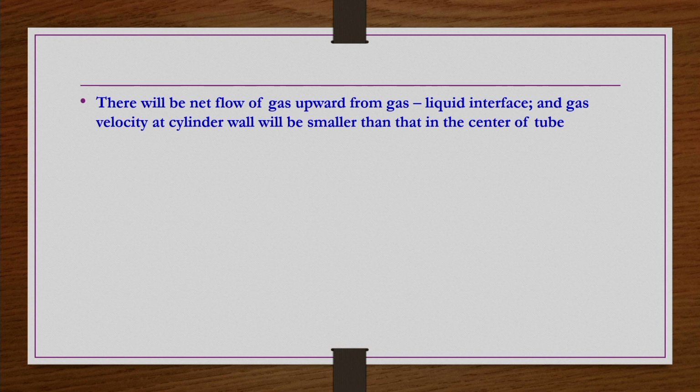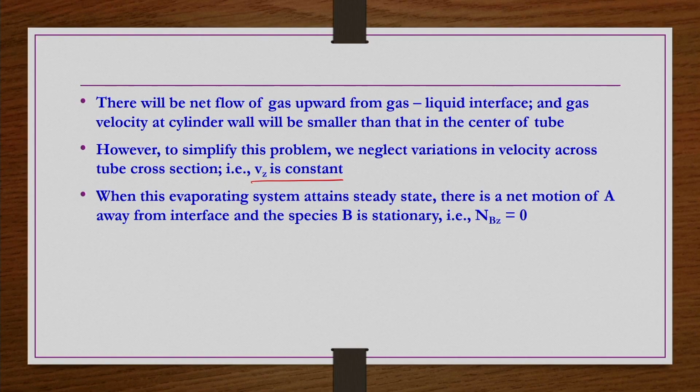That is what we have already seen in the momentum transfer part of the course, but for simplicity we are taking it as a constant velocity, which we are calling Vz. Now, when this evaporating system attains steady state, there is net motion of A away from the interface and species B is stationary. So, NBZ is equal to 0.